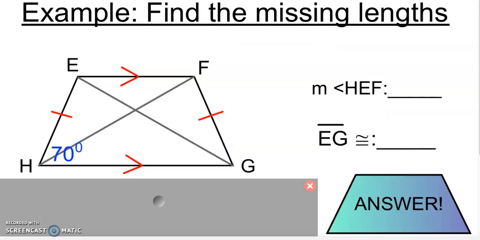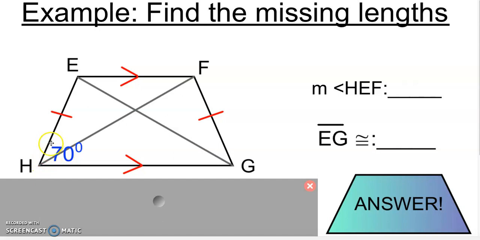So let's take a look at trying to figure out the missing lengths here. First of all, we want to know what kind of quadrilateral it is. This is an isosceles trapezoid. I've got the bases marked parallel, and I've got the legs marked congruent. In this case, the measure of angle H at this corner is 70 degrees.